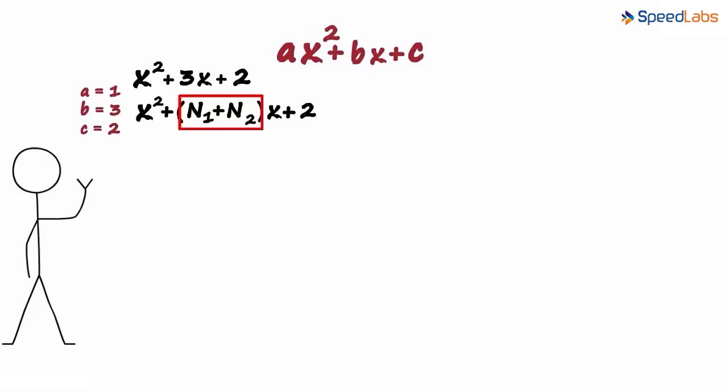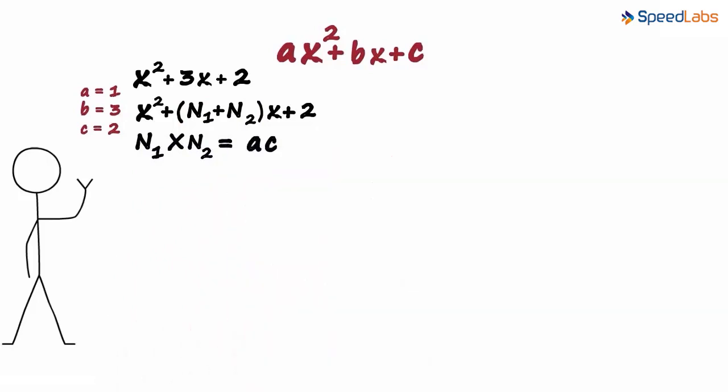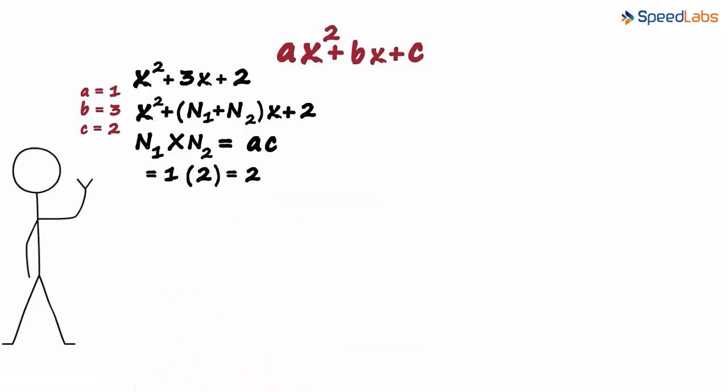But is it equal to the sum of any two numbers? No, that's where the second thing comes into the picture. The numbers should be such that n1 times n2 equals a multiplied by c. a is the coefficient of x squared and c is the constant term. Here a is 1 and c is 2. Hence this will equal 1 multiplied by 2, which equals 2.